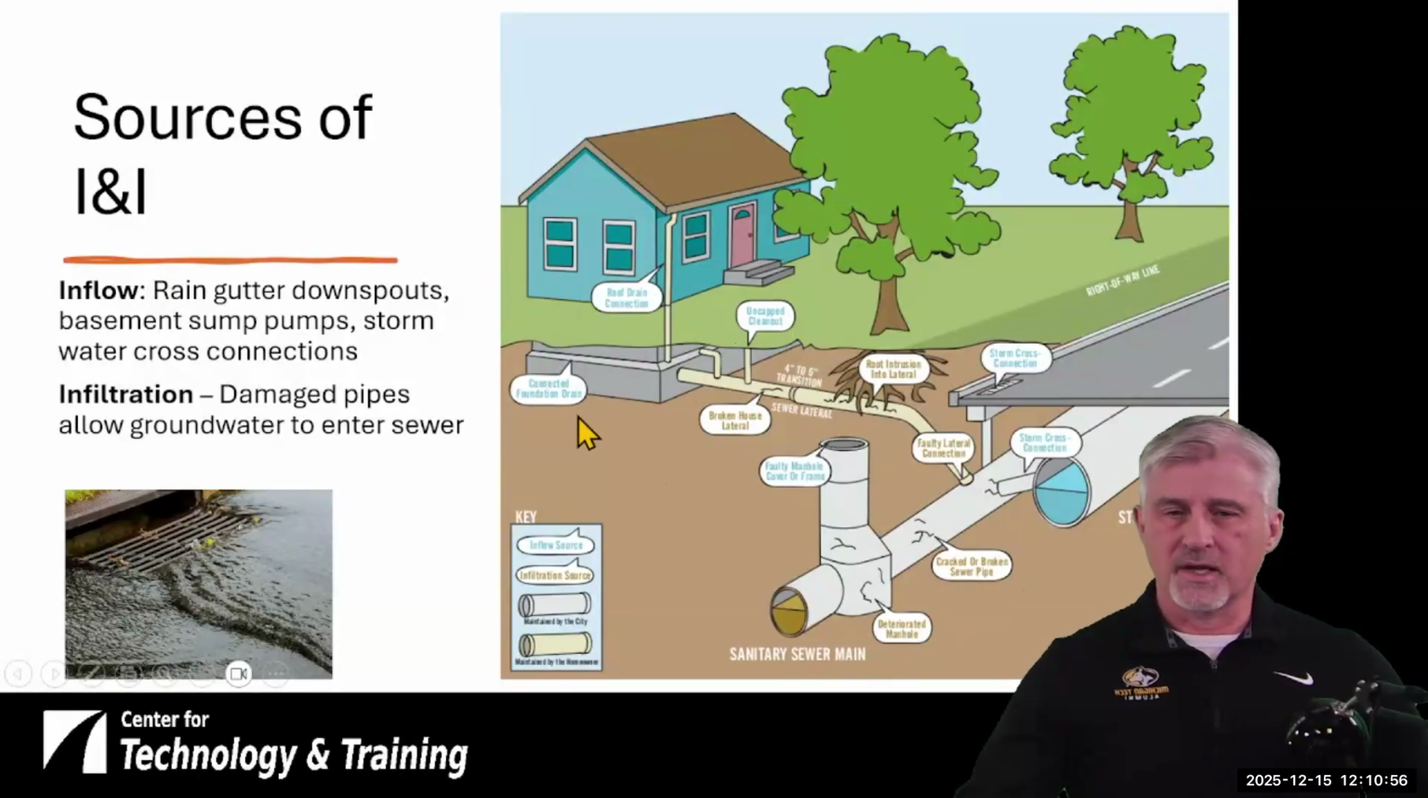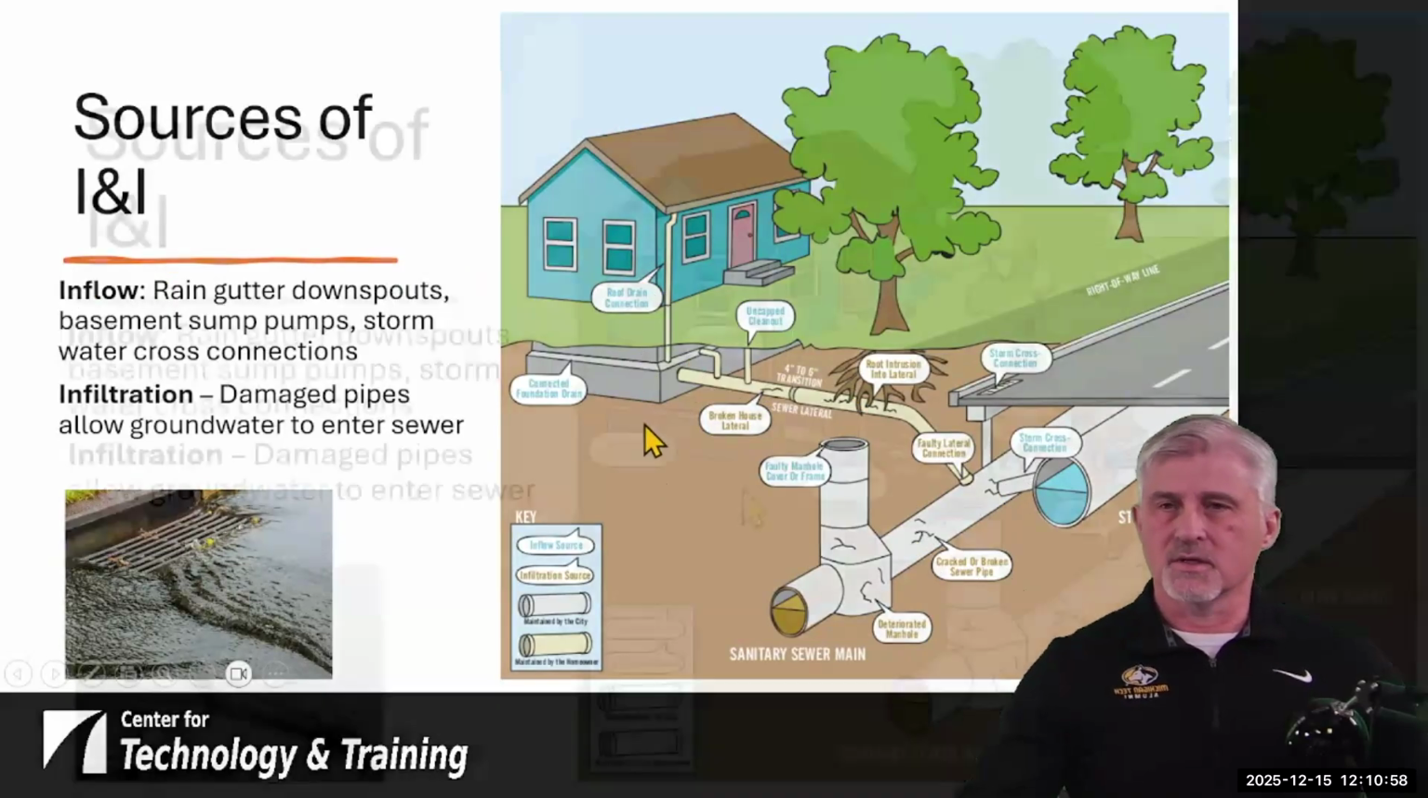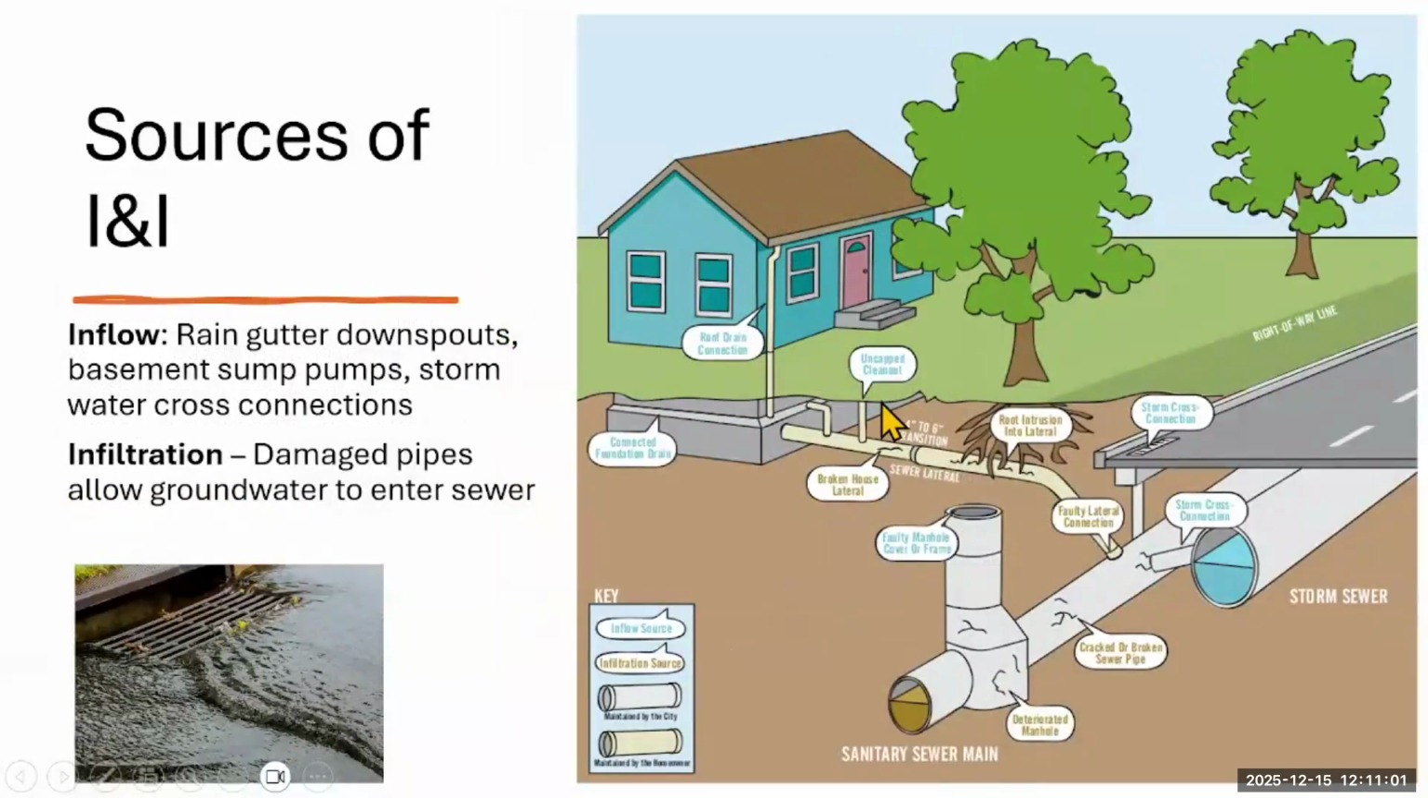So we've got roof drains, we've got foundation drains. You could have an uncapped clean out. If we have a cross connection between the storm sewer and the sanitary sewer, those things could all be inflows. So the water is flowing in at points where it could be easily disconnected or separated. And infiltration is primarily from damage that we find to the pipes. It could be the manhole, could be the pipes, could be leads, sewer laterals, things of that nature.